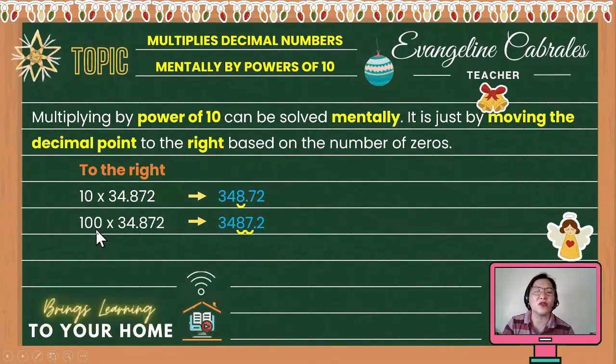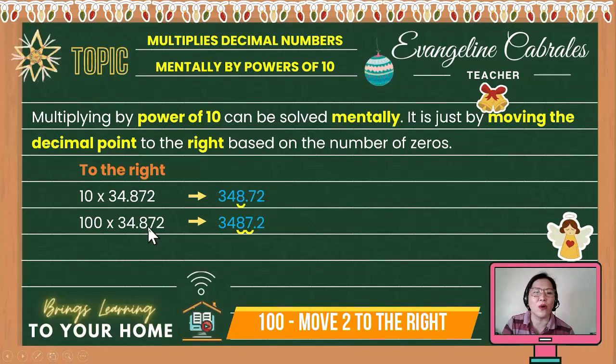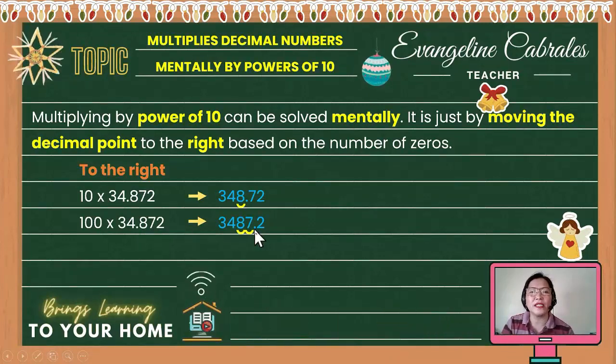Ilan ang 0 sa 100? Tama, 2. Ilang beses iuusod papunta sa kanan dahil 2 ang 0. Ilang beses iuusod ang decimal point? 2. So, kapag iniusod siya ng 2, 1, 2, nasa pagitan na siya ng 7 at 2. Kaya ang sagot na ay 3,487 and 2 tenths. Okay?